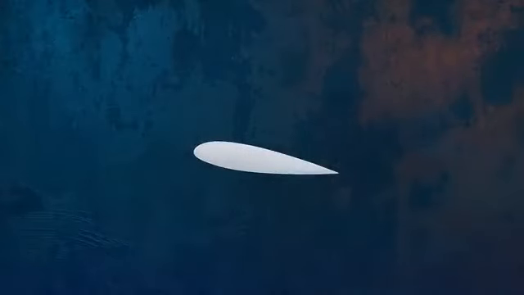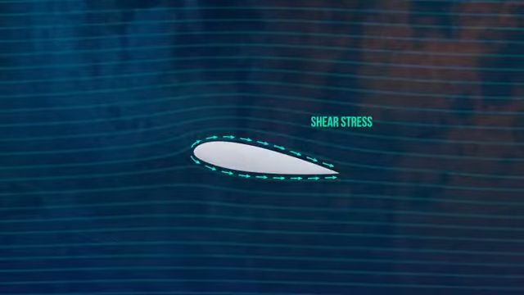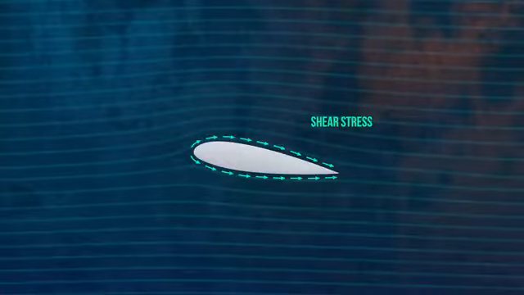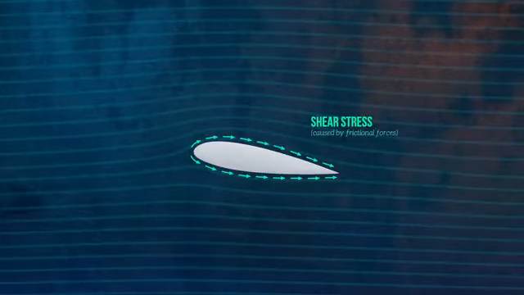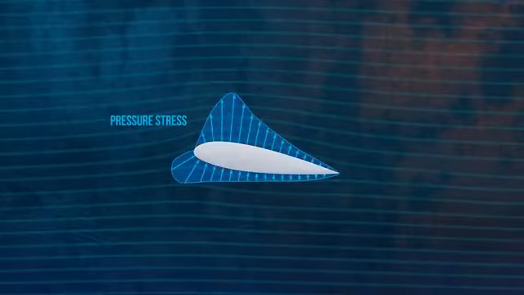So how does a humble teardrop shape generate enough force to lift heavy aircraft off the ground? As the fluid flows around the airfoil, it creates two different types of stress which act on its surface. First, we have the wall shear stresses. These stresses act tangential to the object's surface and are caused by the frictional forces that act on the airfoil because of the fluid's viscosity. Then we have the pressure stresses. They act perpendicular to the object's surface and are caused by how pressure is distributed around it.